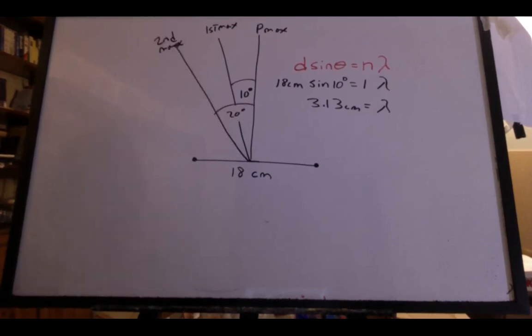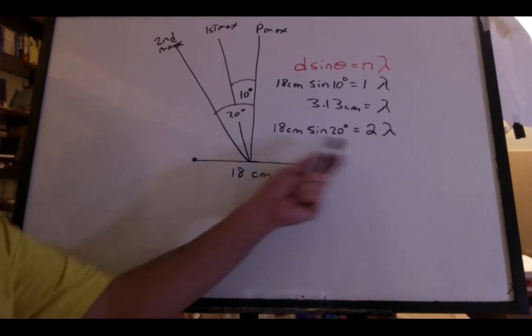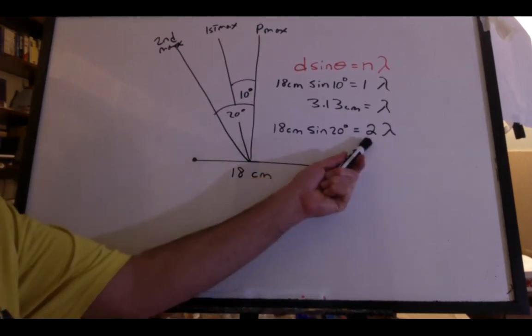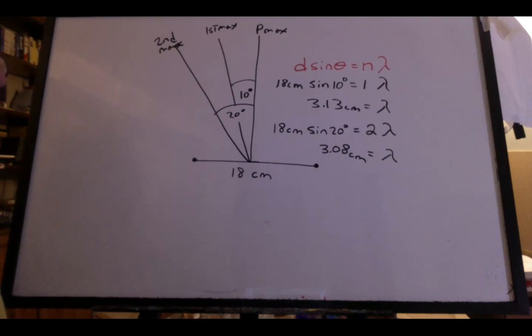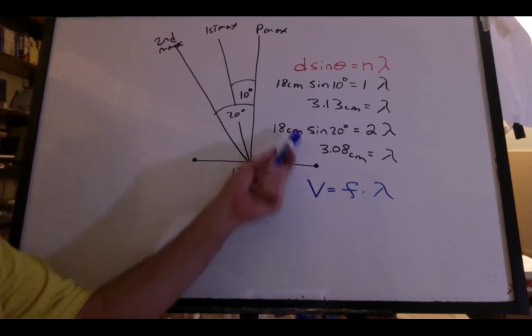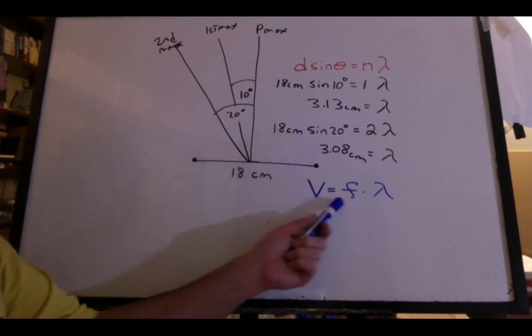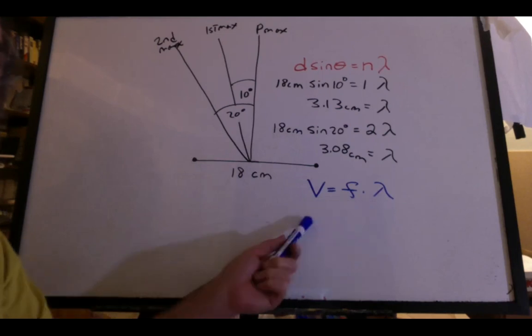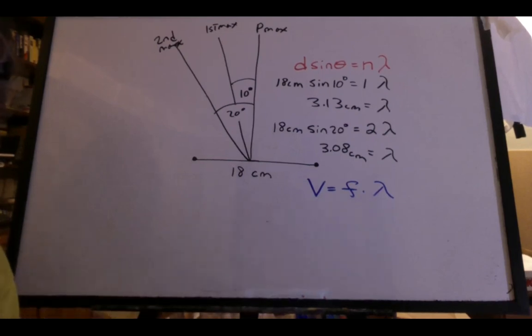Going to the second maximum, we have an angle of about 20 degrees. We're at the second maximum, so we're using a 2. Now we've calculated 3.08 centimeters for the wavelength. They're pretty close. Well, we can check this with what we got for the velocity equals frequency times wavelength part of that lab in the last analysis.